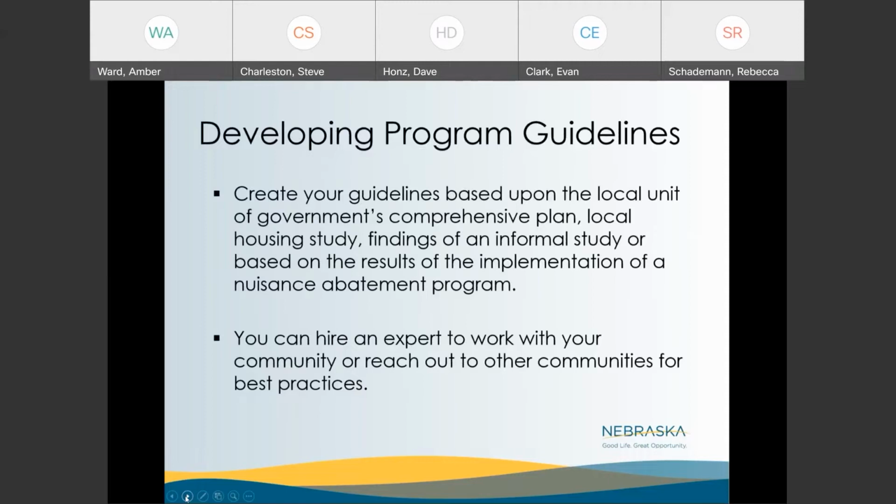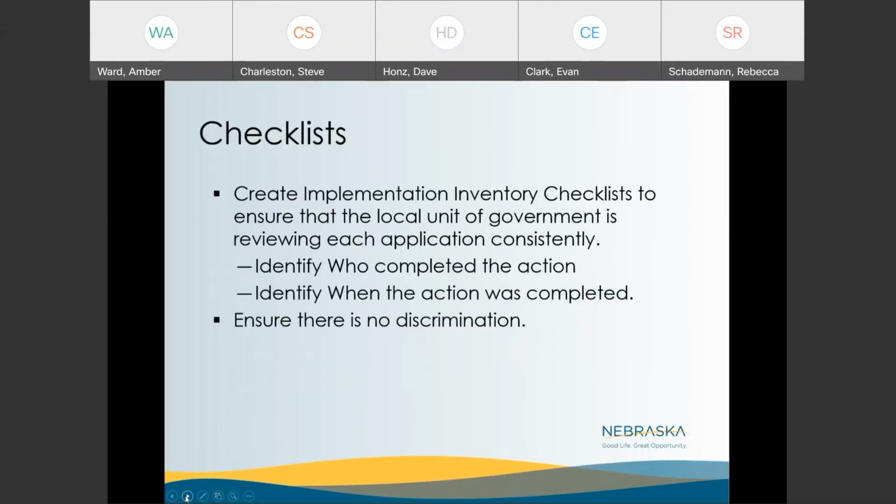You'll create your guidelines based on the local unit of government's comprehensive plan, housing studies, findings of an informal study, or other results of implementation, such as nuisance abatement programs. So there are a lot of different items that can be used to develop your guidelines. You can also hire an expert to work with you and your community, or reach out to other communities for best practices.